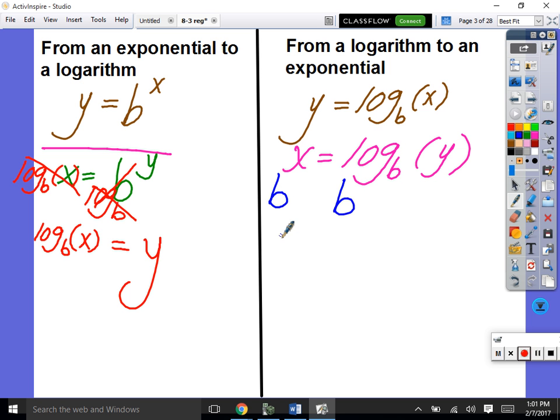So now on this side, we have base b raised to the x equals, base b and log to the base b cancel out, y. And we're done. Isn't solving getting at y equals the function when we're done? Okay, so that's how we switch back and forth. So we can write an exponential as a log and a log as an exponential.